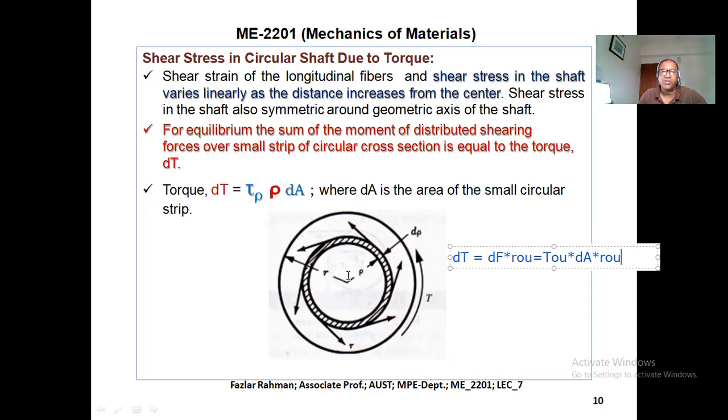Why? Because tau varies with rho. Tau is maximum at the outer fiber. Gradually as you come to the center, it becomes 0. That's why they're saying that at radius rho the shear stress is tau rho, into rho into dA. That means this is your tau dA rho. This is the torque. Now, if you integrate both sides over the area, then you can figure out the total torque. So let's see how we can do it.